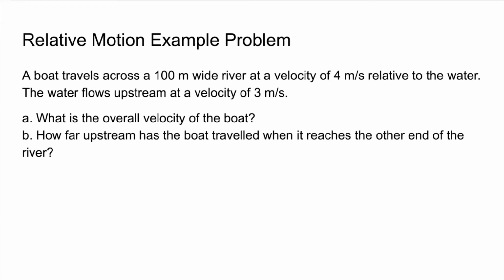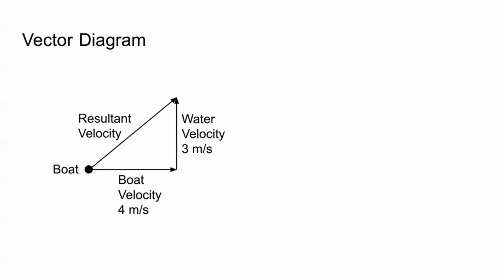So for part A, we need to draw a vector diagram. A black dot is going to represent the initial position of the boat, and the boat has a velocity of 4 meters per second crossing the river. And we're going to say that going right means crossing the river. The water velocity is 3 meters per second up because the water is going upstream.